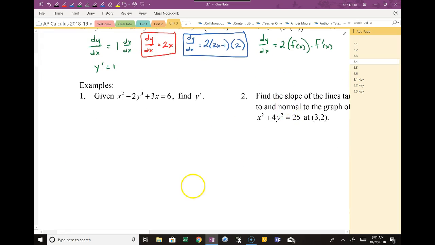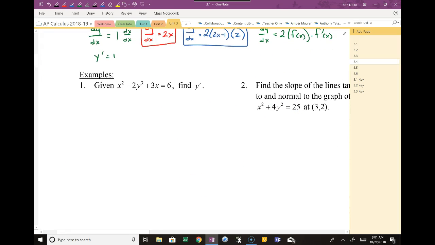So here is an implicit equation. We have an x and a y on the same side of the equation. So I'm going to go ahead and derive each term independently, and then I'll just isolate the dy dx, or y prime in this case. Starting with the x squared, what is the derivative of x squared? 2x. So I have 2x.